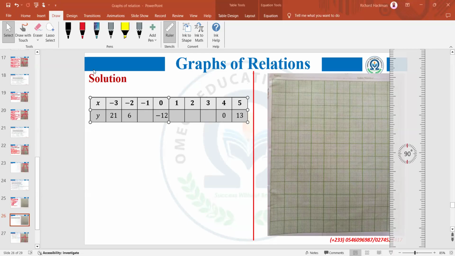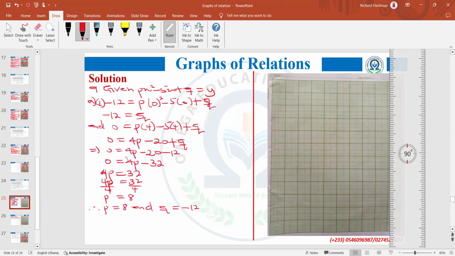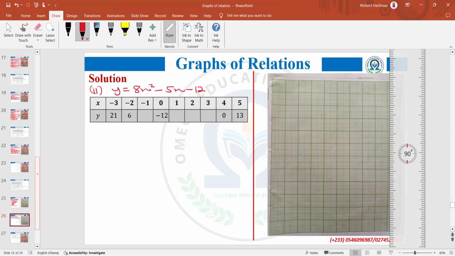So now we come to AII. That's what we are looking at now. We now know the actual relation. So we know that y will be equal to 8x squared minus 5x, then minus 12. Let me see whether I am right. Yes, minus 12, I am. So this is what you are going to use to complete the table. Then after that, you use it to draw your curve. Is that okay?